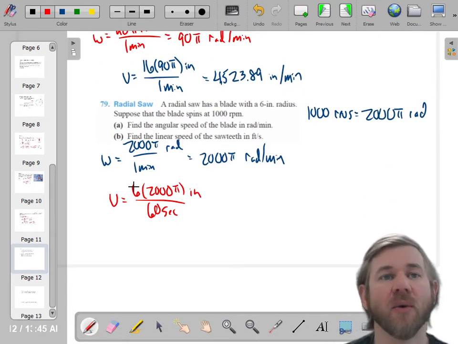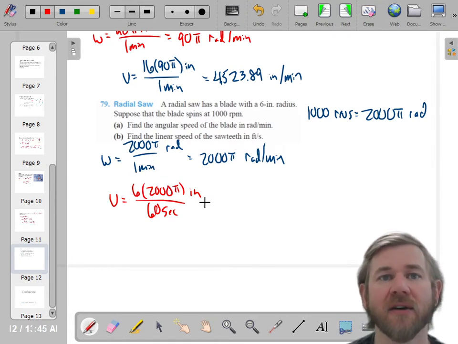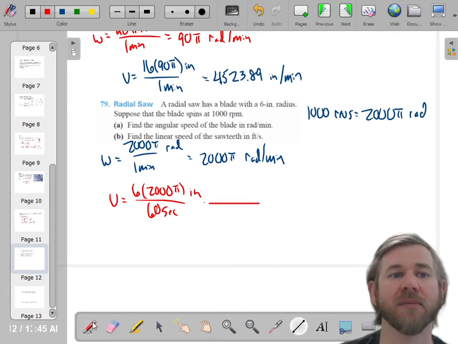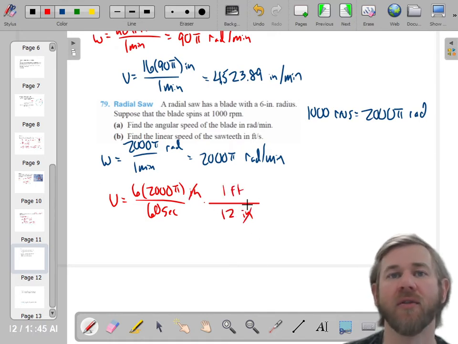Let's first see what we got here. We have r theta over time. So 6 inches, 2,000 pi radians over 60 seconds. Now, if we want to convert this into feet, how are we going to do that? We got to do a little dimensional analysis. So let's see. I need to cancel out inches. What do I know about inches? There's 12 inches in 1 foot. So now I got the whole thing I could type in, and my answer will be in feet per second.